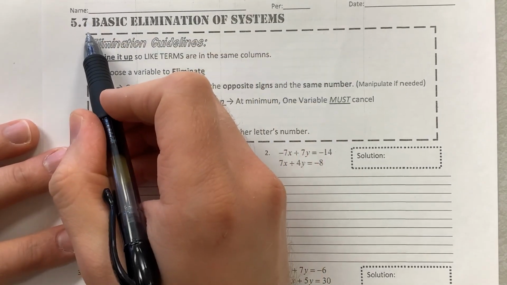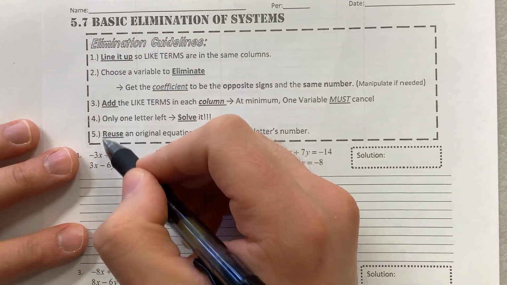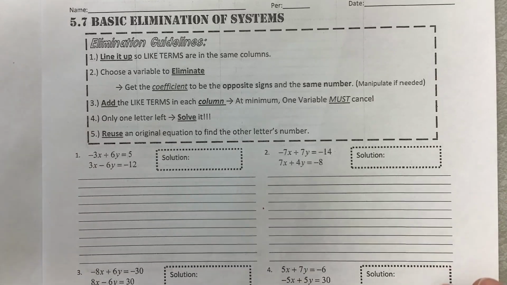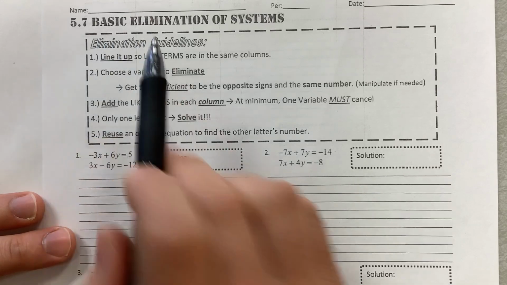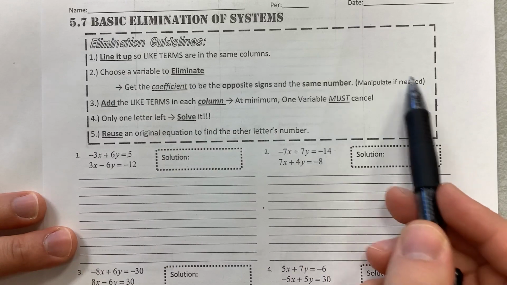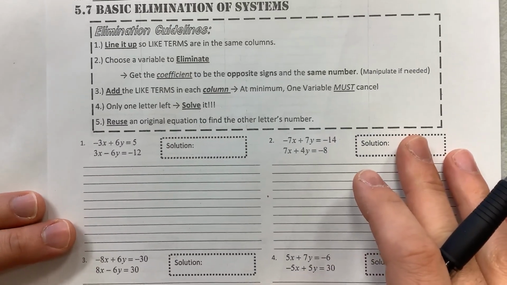Today, we do 5.7, Basic Elimination of Systems. These are our 5 guidelines which I'll be following to do problems 1, 2, and 3 with you guys. If you need to rewatch this video a few times, please do so. Today's questions are going to be basic because when we get to step 2, we will not be doing any manipulation. That'll be for a later date. So with that said, let's just jump right into number 1.